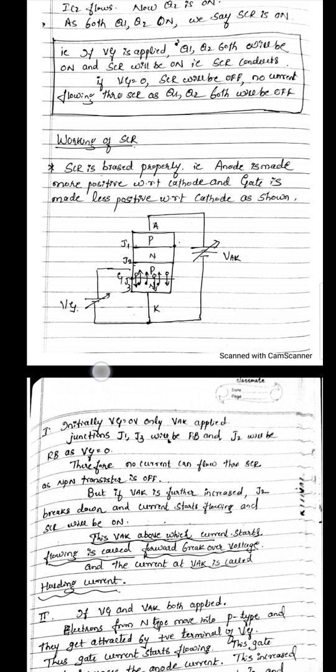They should move from cathode to anode and get attracted here, and the current should flow from here to here. But that is not going to happen when VG is 0, because when VG is 0, you can check that the J2 junction will be reverse biased. J1 and J3, no doubt, are forward biased. But as VG is 0, J2 is reverse biased.